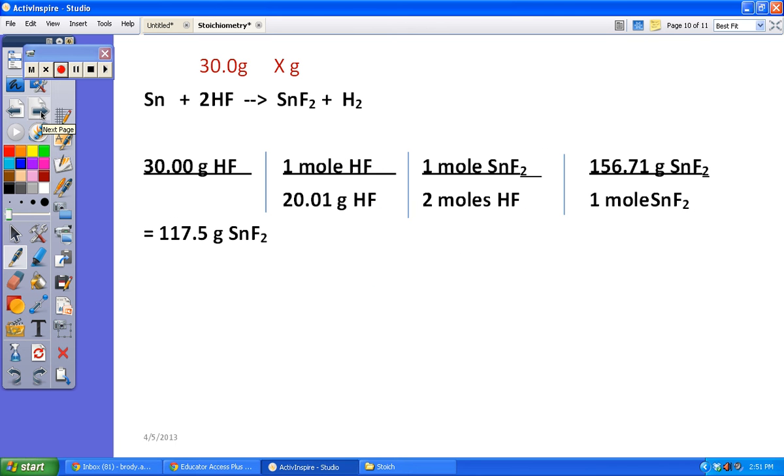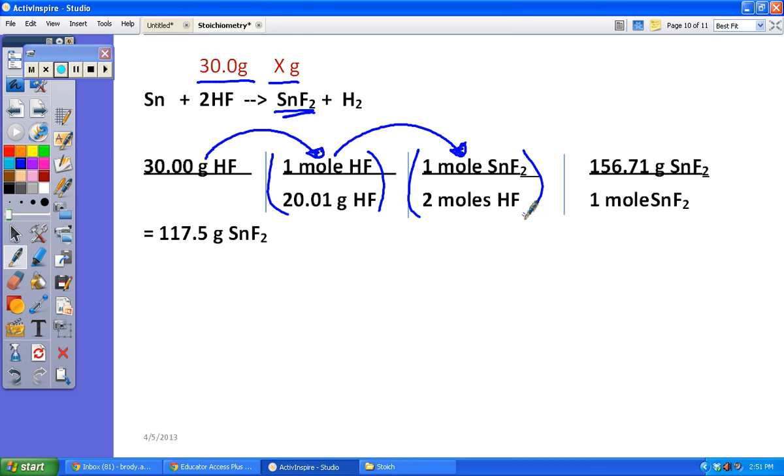So again, solving for this, here's our 30, here's our x, the x that we're looking for. We go from grams to moles of hydrogen fluoride using the molecular mass conversion bubble. Then we go from moles to the moles of this new substance, SnF2, and we use the ratios. So now it's a 2 to 1 ratio because there's a 2 here and a 1 here. That's the critical part to understanding this conversion term right here. The third conversion bubble then goes from moles into grams of tin fluoride.